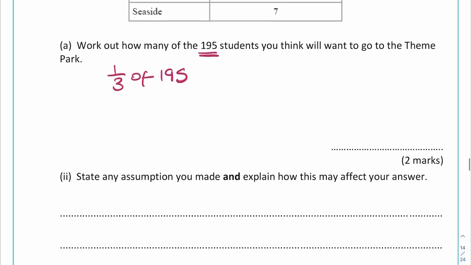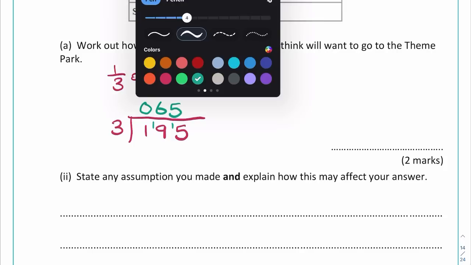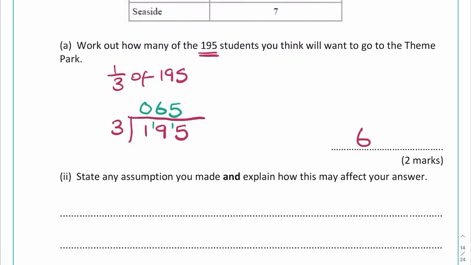I don't need a calculator for that. I could just divide by 3, of course, if it's on a calculator paper. Don't waste your time doing bus stop division, but just highlighting the fact that this doesn't have to be a calculator question. 3 doesn't go into 1. It goes into 19 up to 18, so 6 times, remainder 1, and 3 goes into 15, 5 times. So there we go. We would assume, as long as that sample represents the rest of the people, that 65 people would want to go.